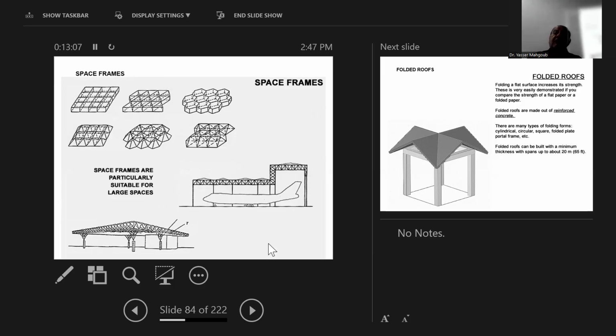So if you are designing an exhibition, auditorium, stadium, this can be a good system.